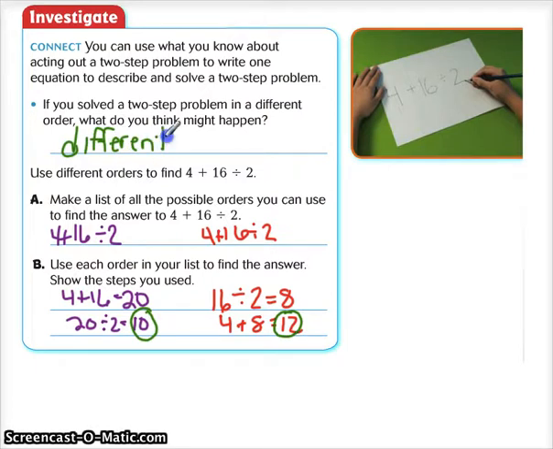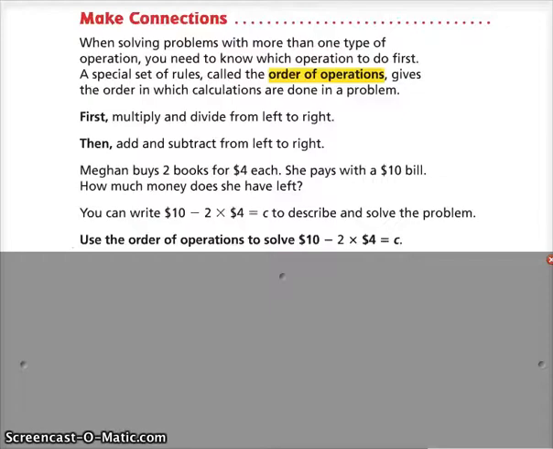Since mathematics is a universal language, we have instituted rules so that this doesn't happen. And we call these rules the order of operations. So let's make a connection here. When solving problems with more than one type of operation, you need to know which operation to do first. There's a special set of rules called the order of operations, which gives the order in which calculations are done in a problem. So first, we need to multiply and divide.